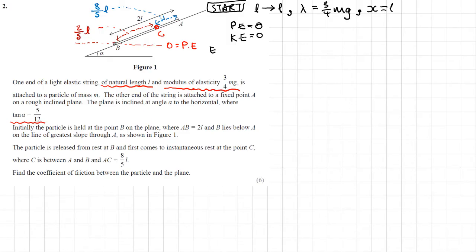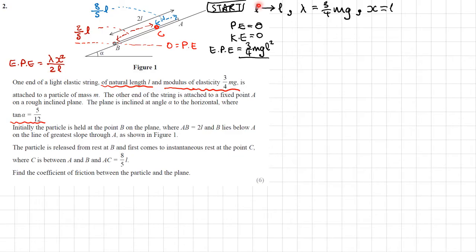Now there is elastic potential energy because this string is in tension. Now its natural length is L and it's held at this point 2L, so it's got an extension of L. So elastic potential energy, remember EPE is lambda x squared over 2L. Now we have lambda, that is 3/4 mg, so we've got 3/4 mg times by the extension squared, so that's going to be times by L squared, so L squared, over 2 times by the natural length.